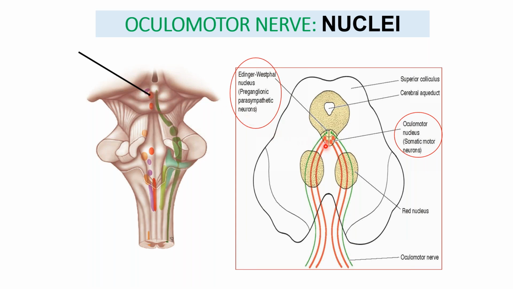The oculomotor nerve nuclei have two components. One is the oculomotor somatic motor component, which contains the somatic motor neurons.